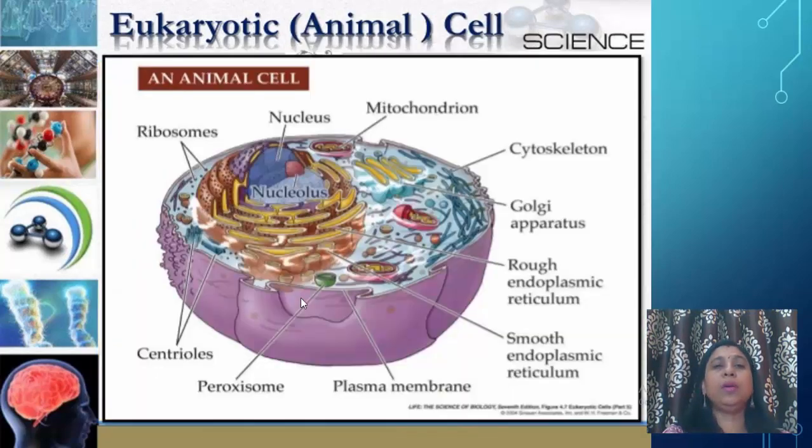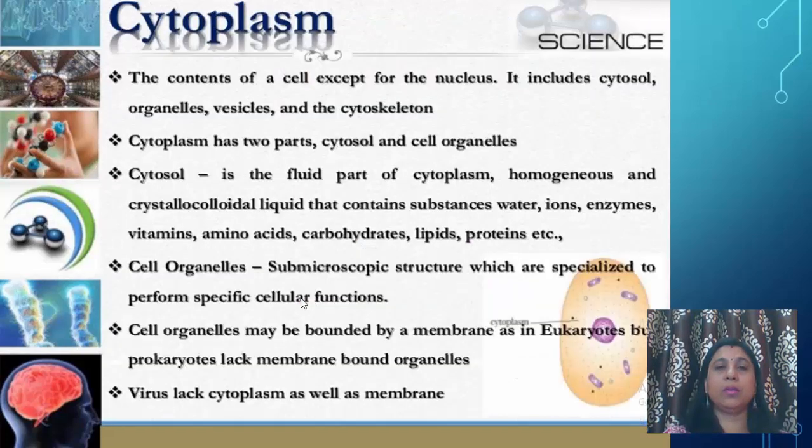Now, this is a typical animal cell. You can see the different organelles embedded in the cytoplasm: rough endoplasmic reticulum, smooth endoplasmic reticulum, Golgi apparatus, mitochondrion, nucleus, ribosomes, centrioles for cell division, and peroxisomes are present.